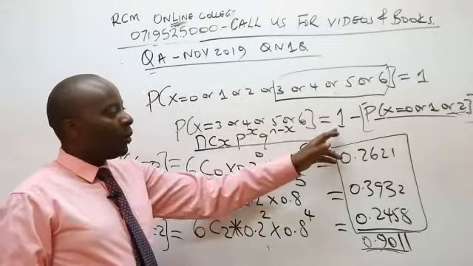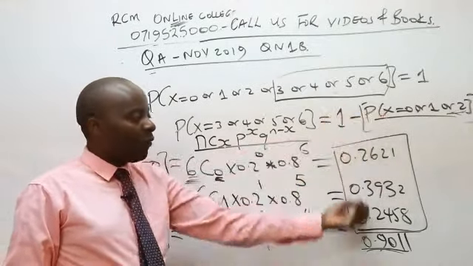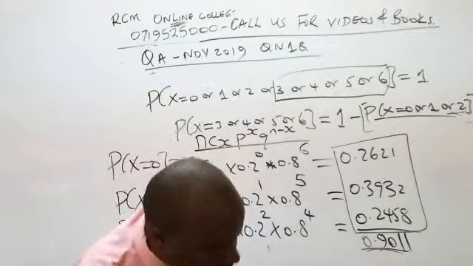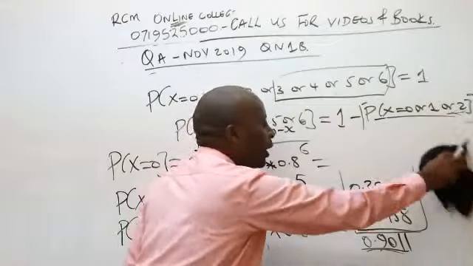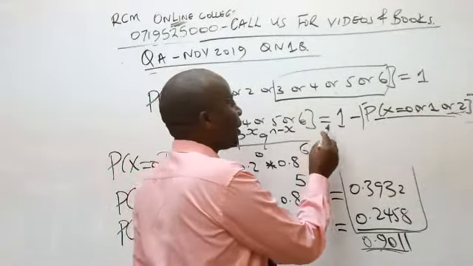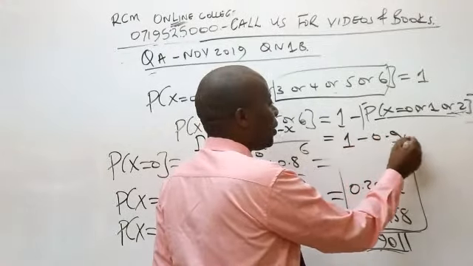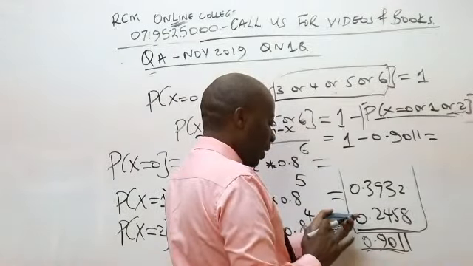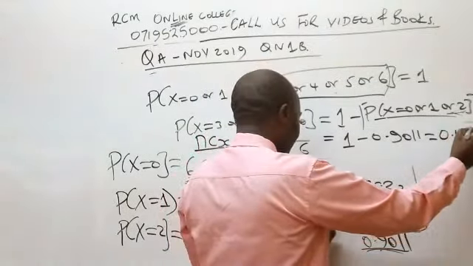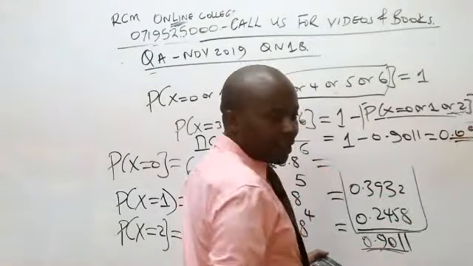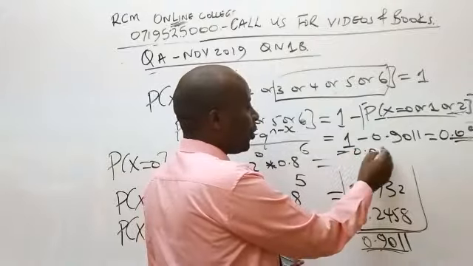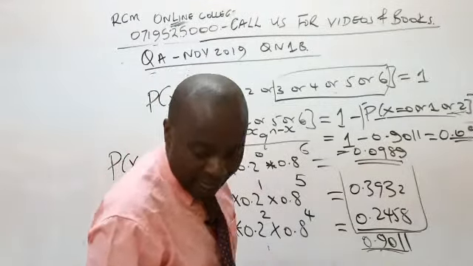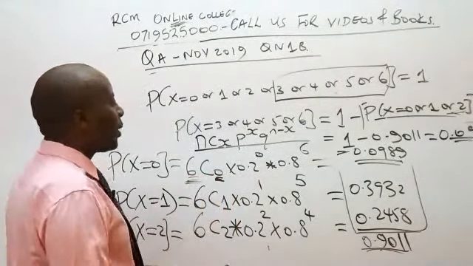If you remember, what they wanted us to give them here is 1 minus that block figure that we have just found there. So our probability for more than 3 will be 1 minus 0.9011, which gives us 0.0989. So this answer is 0.0989, about 9.89%. So that is it, ladies and gentlemen.